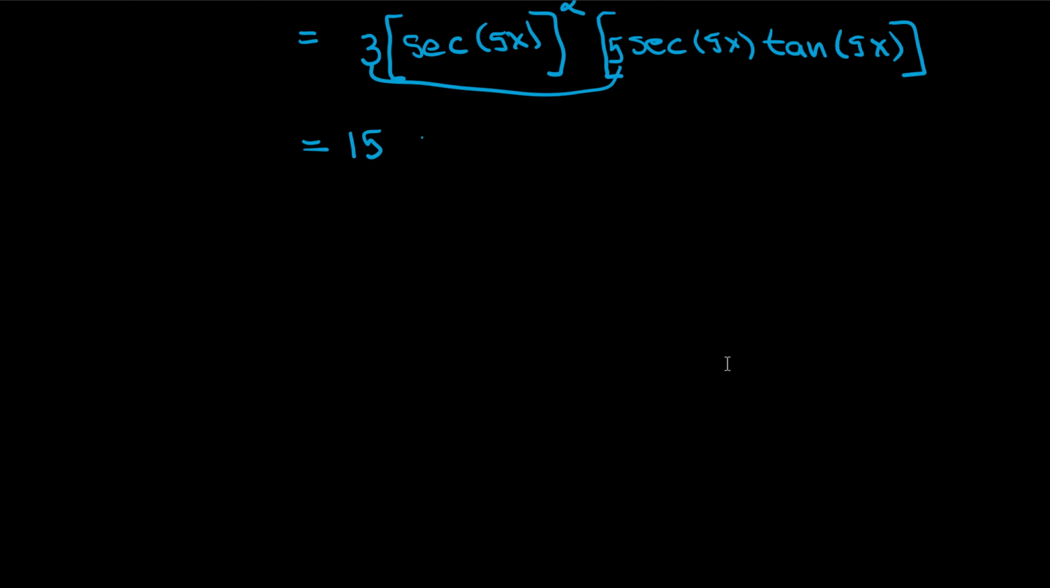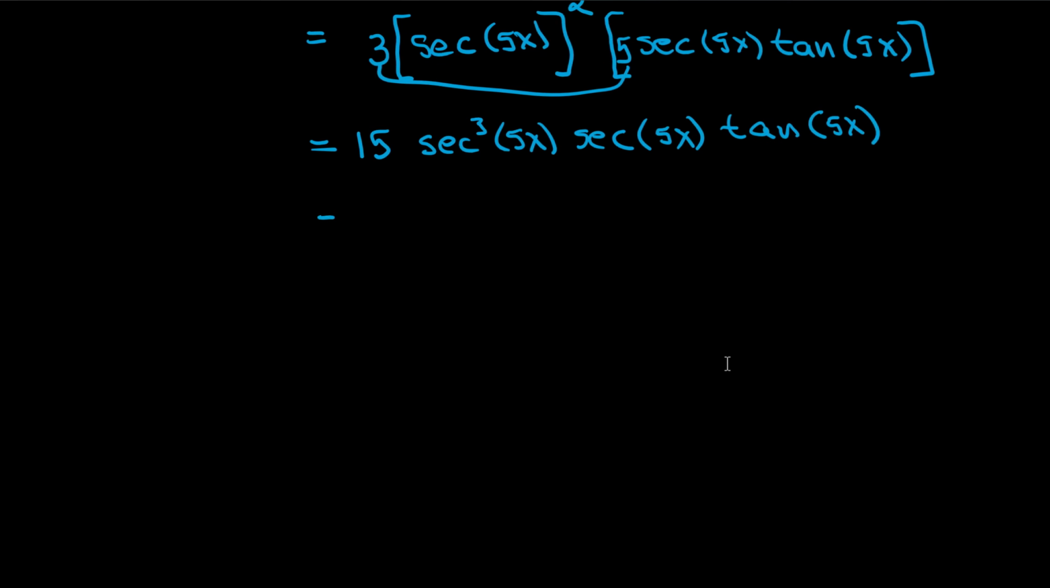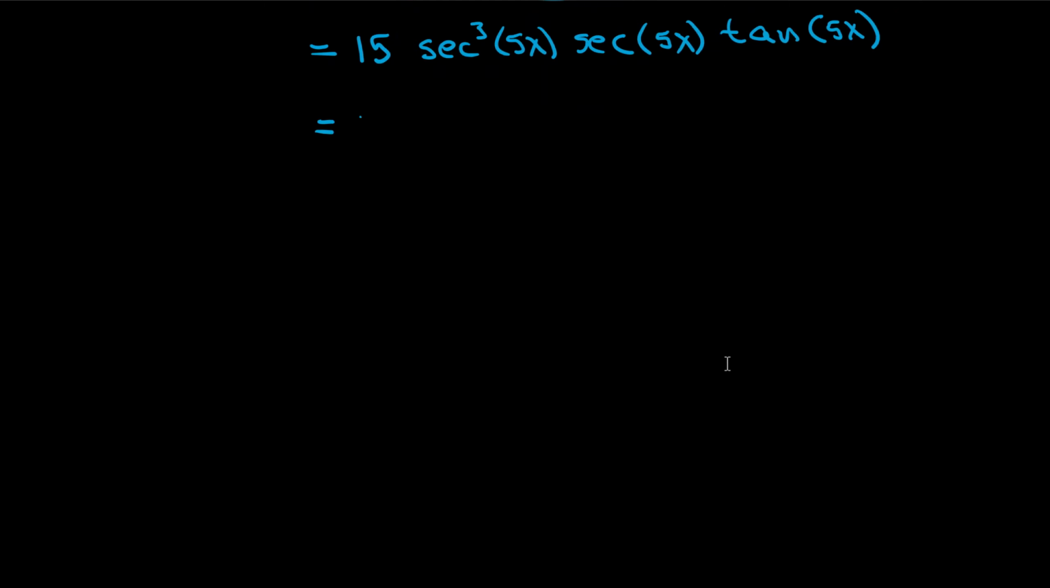Now notice what we have here. We have the secant cubed of 5x times the secant of 5x times the tangent of 5x. Some of this stuff will multiply together. What we're going to wind up with is the 15 will stay there, but we have secant cubed times secant. So that's going to give us secant to the 4th of 5x times the tangent of 5x. And that finishes that one out. That one took a little bit of work.